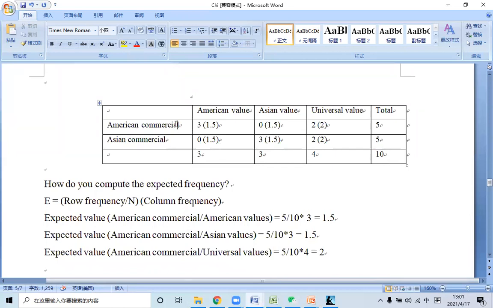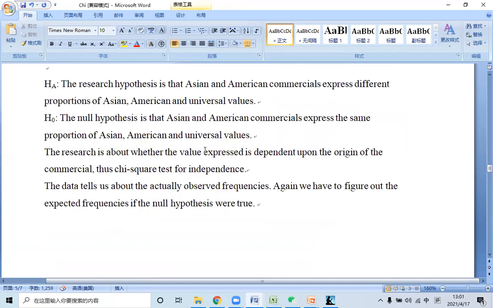The American commercials, you have a total of 5. 3 express American values, 0 express Asian values, and 2 express universal values. And then how about Asian commercials? How many of them expressed American values?